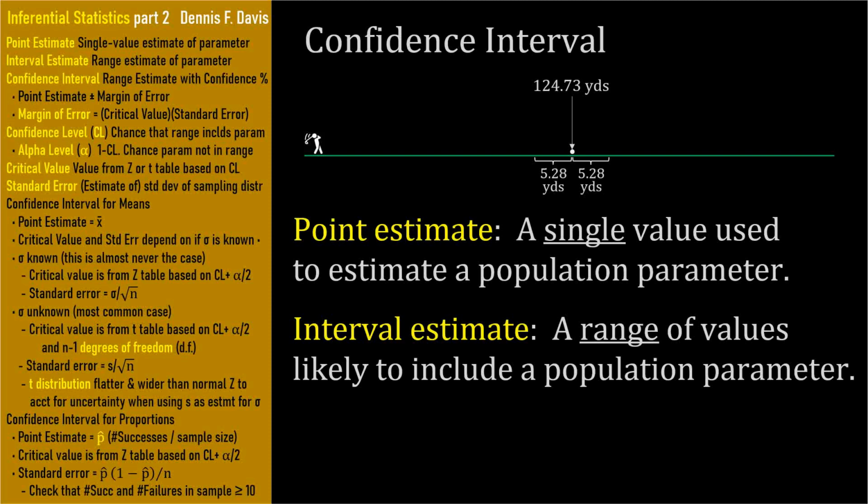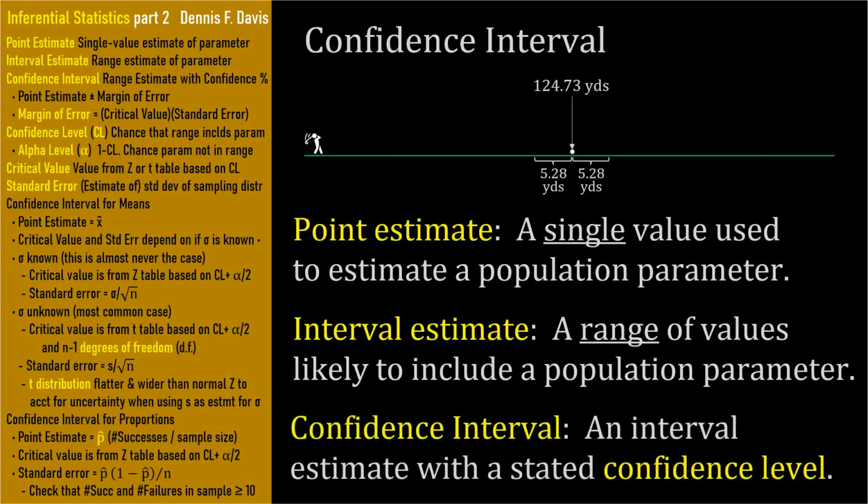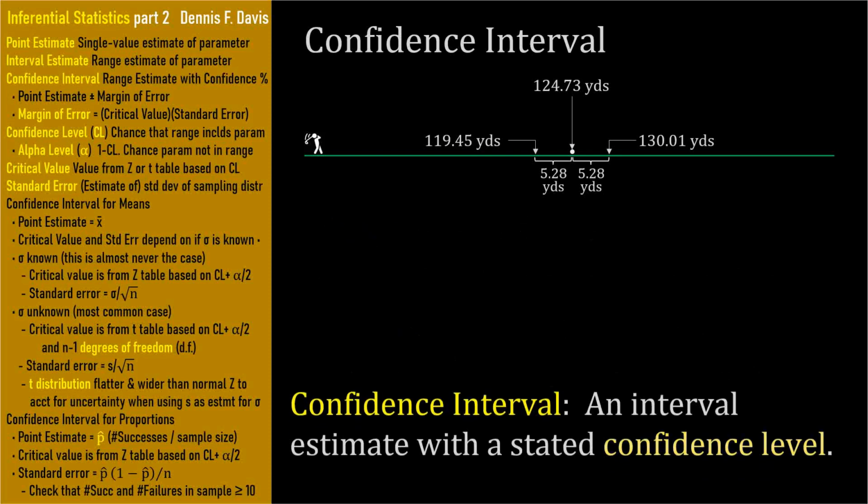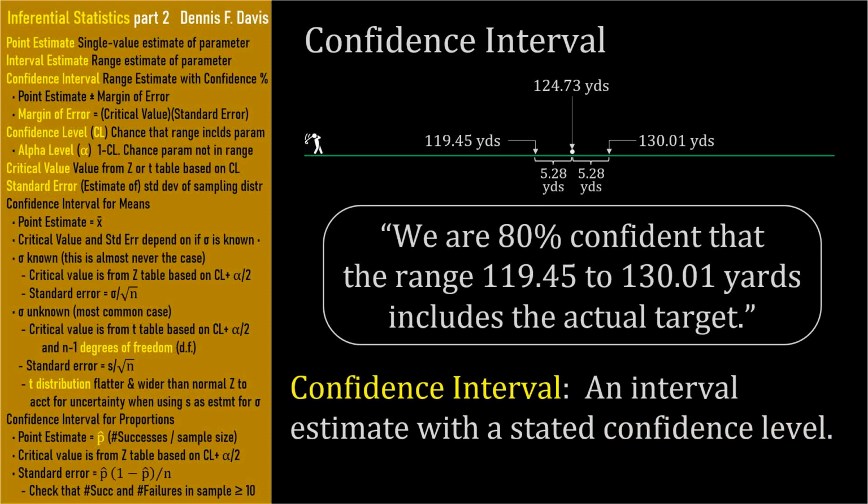When an interval estimate includes a stated level of confidence, a probability such as 80%, then the interval estimate is called a confidence interval, and the probability is the confidence level. We observed that the golfer's shot landed at 124.73 yards, and we have prior knowledge that his shots are 80% likely to land within 5.28 yards of the target. The range of values within 5.28 yards of 124.73 yards is 124.73 minus 5.28 yards to 124.73 plus 5.28 yards. So we can say we're 80% confident that the range 119.45 to 130.01 yards includes the target.